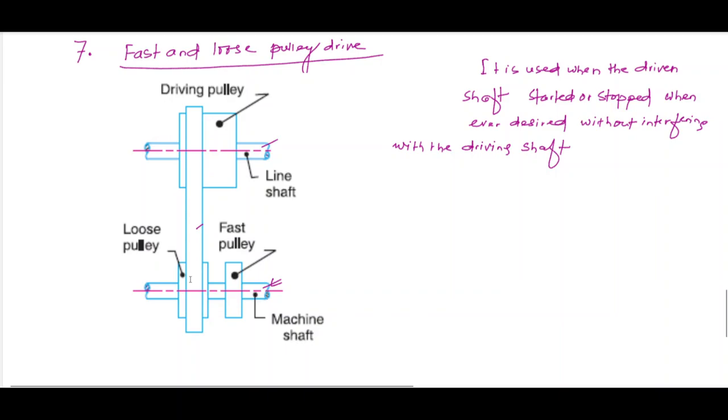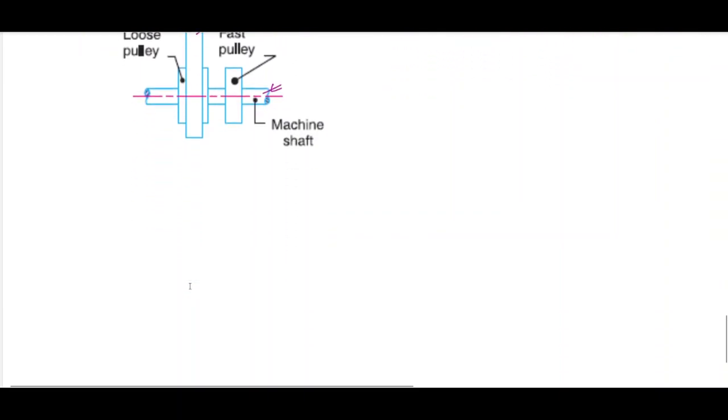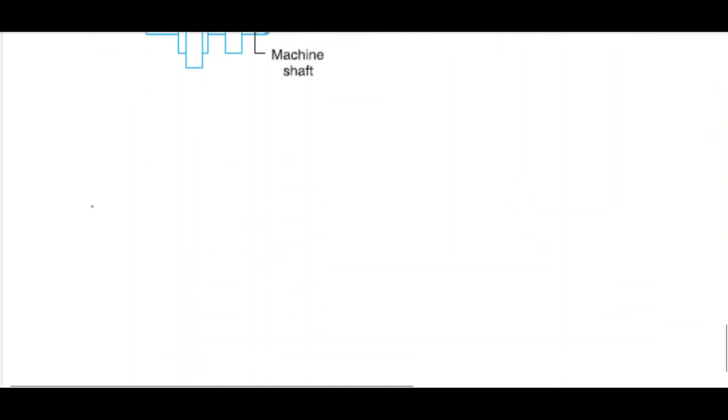Now as per syllabus, you have initial tension, effect of centrifugal tension, power transmission, maximum power transmission. Okay, let's see. So next is velocity ratio of belt drive. These are a few essential things we should know. Velocity ratio. What is velocity ratio?